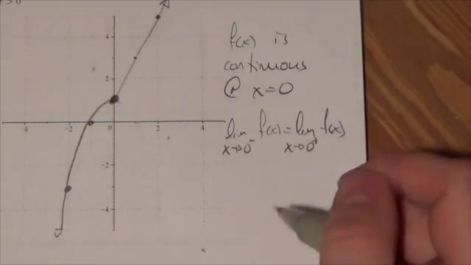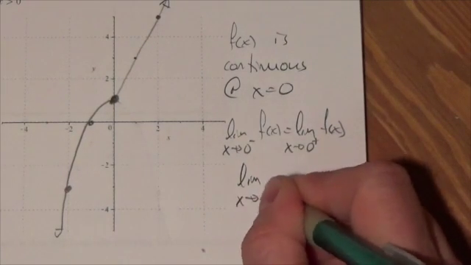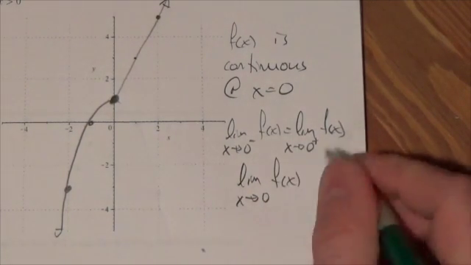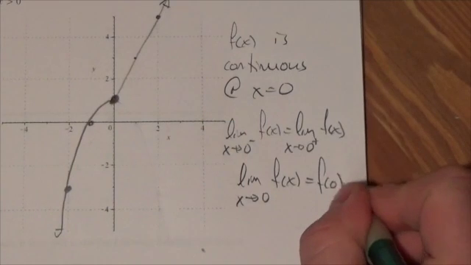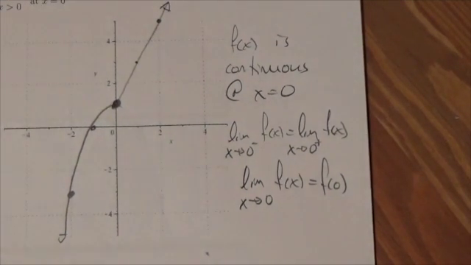So that's true. This gives me a limit, but more importantly, the limit as x approaches 0, now that I know that it exists, is equal to f of 0. So the function itself is equivalent to the overall limit, which means the function exists at that point. It's continuous there.